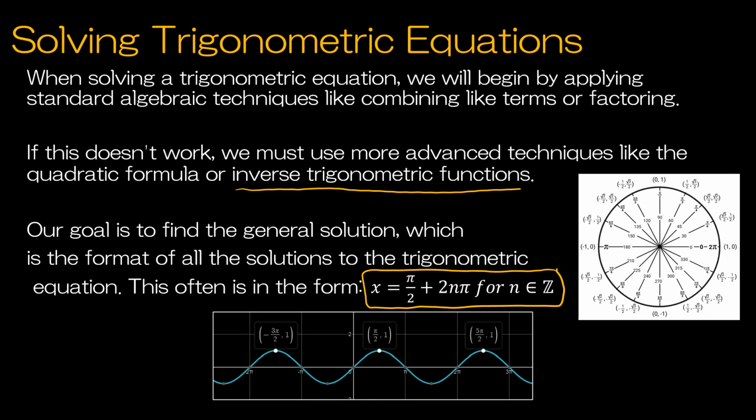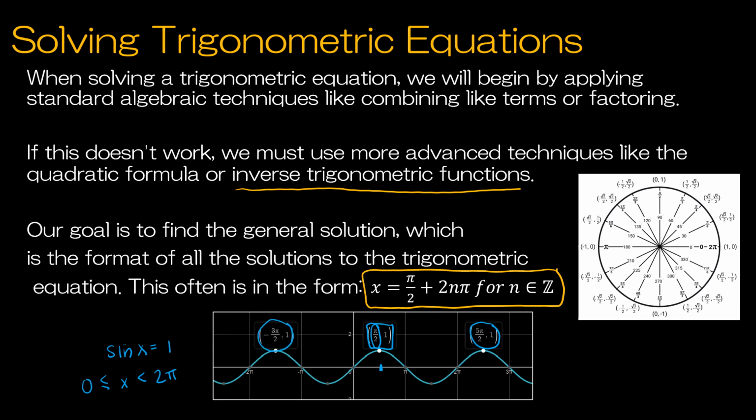Because we know, for instance, I've graphed the sine curve here for you. If I were looking for sine of x is equal to 1, then I know that I would be using pi divided by 2 in the interval 0 is less than or equal to x is less than 2 pi. So that's one solution, pi over 2 comma 1. But I also have a solution at 5 pi over 2 and 9 pi over 2 and so forth, or at negative 3 pi over 2 and continuing in the negative direction.